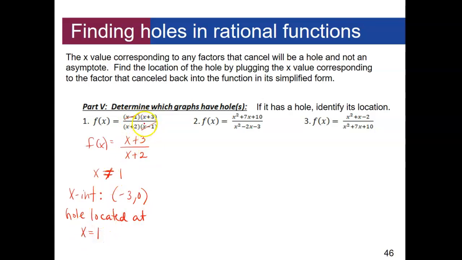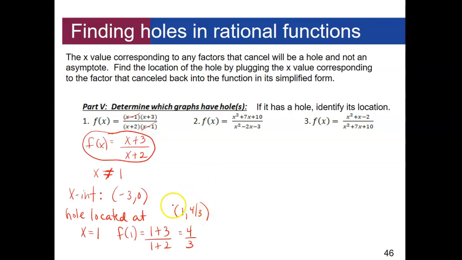And for the value of that hole, we're going to evaluate the reduced function. And we're going to get 4/3. So we actually have a hole that's located at (1, 4/3). If we looked at the graph, there would be a hole located there, and we'll look at a sketch of it in just a minute.